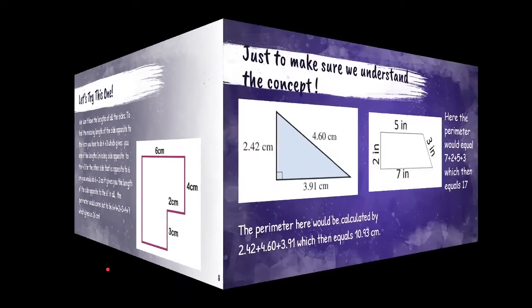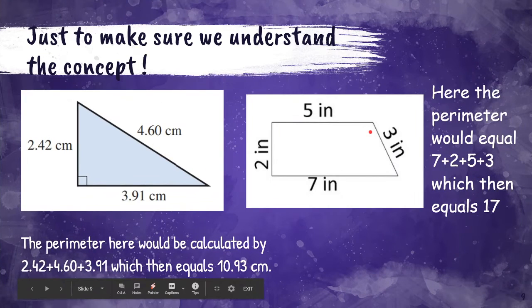Just to make sure we understand the concept, there are two unique shapes over here. How do we find the perimeter of this one? The perimeter here would be calculated by 2.42 plus 4.60 plus 3.91 centimeters, which then equals 10.93 centimeters. Here, the perimeter would equal 5 plus 3 plus 7 plus 2, which then equals 17 inches.